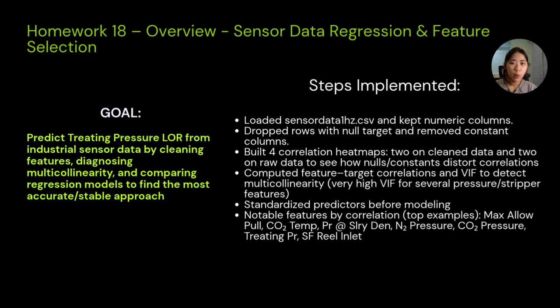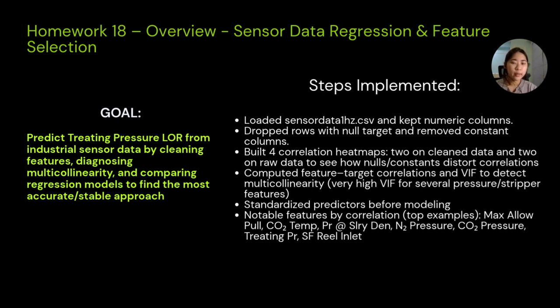So moving on to homework 18. In this homework 18, we were asked to implement code using a reference from Kaggle. And I can tell that the goal is to predict the target pressure from the industrial sensor data that you gave us by cleaning features, diagnosing multicollinearity, and comparing regression models to find the most accurate and stable approach.